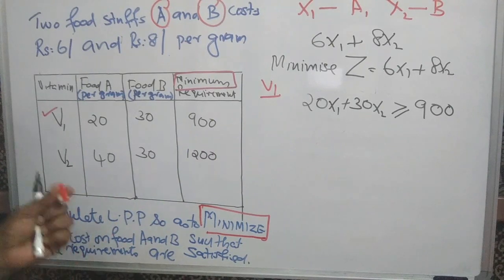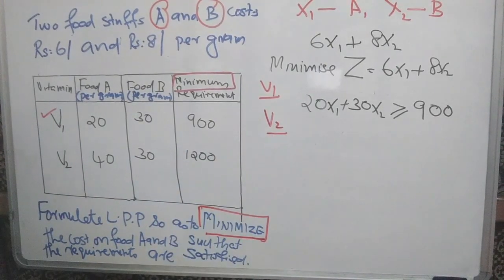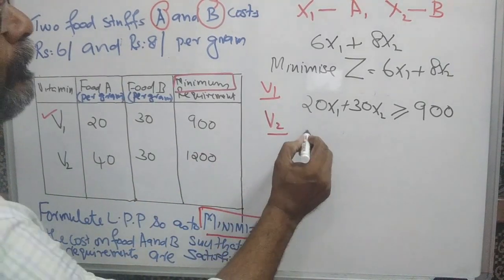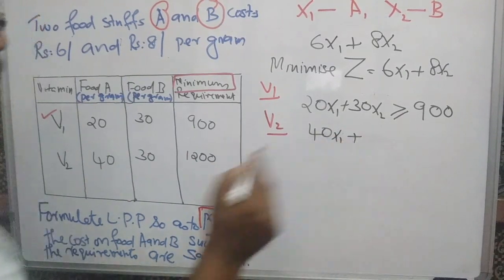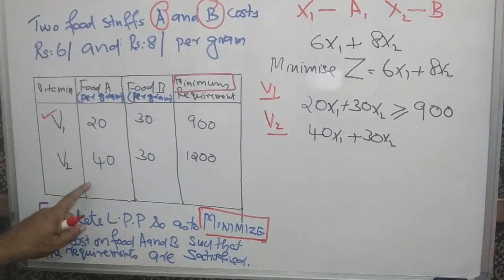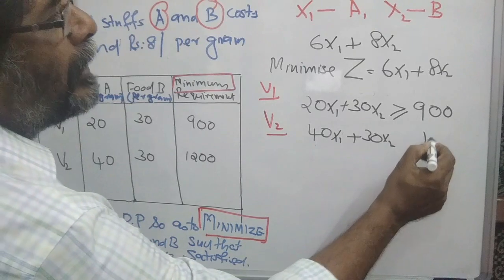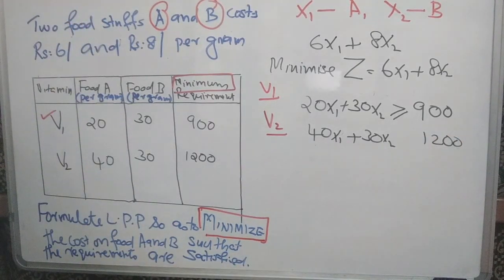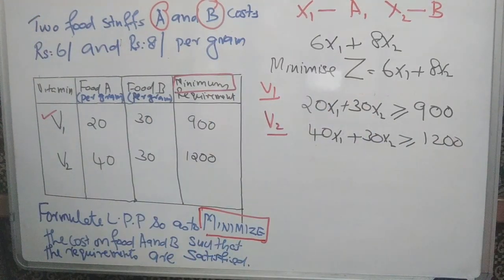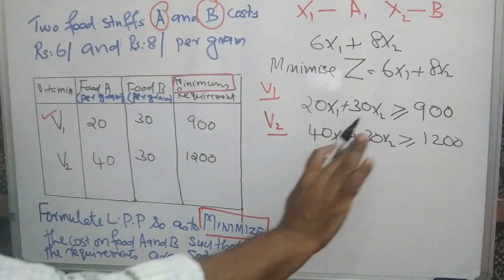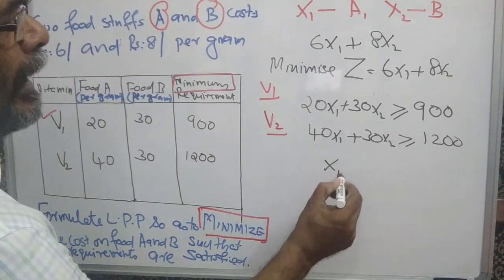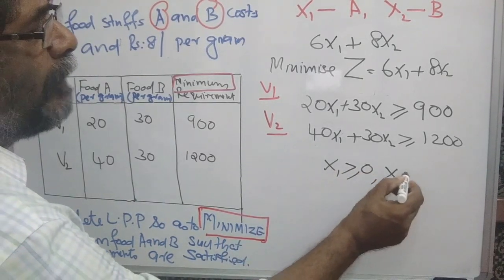And with respect to vitamin B2, what about the availability? 40x1 from food A plus 30x2 from food B. That is the vitamin B2, 40x1 plus 30x2, and it is 1200. The minimum requirement is that it should not be less than that, that is, greater than or equal to. There are two conditions in this problem. Therefore, we have two constraints. The number of constraints is equal to the number of conditions, and x1 never be negative, x2 never be negative.